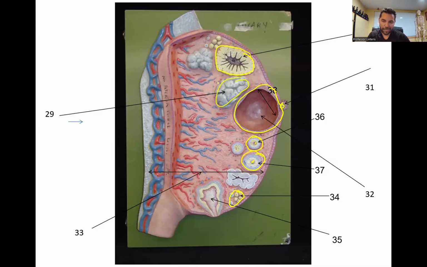So the tricky thing about this is it doesn't go in exact order, but you should be able to recognize a follicle or corpus luteum, maybe ovulation, mature follicle.